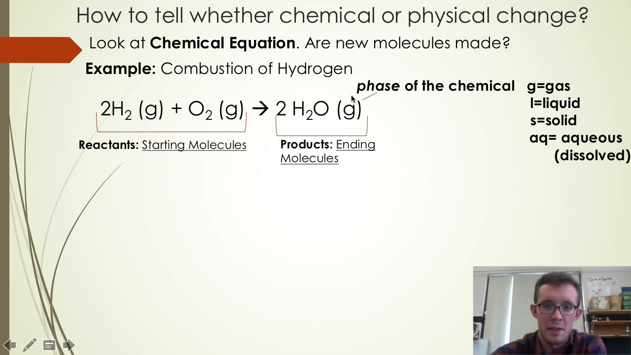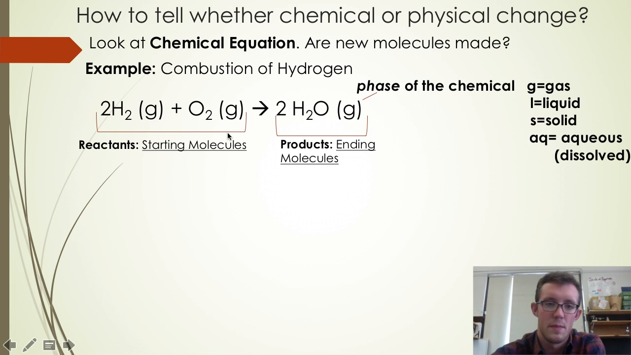You'll notice also that there are some letters in parentheses. These represent the phases that the different molecules are in. A G would represent that these molecules are in the gas phase, an L would represent liquid, S would represent solid, and an AQ would represent aqueous, like aqua, which just means that the molecules are dissolved at the time.